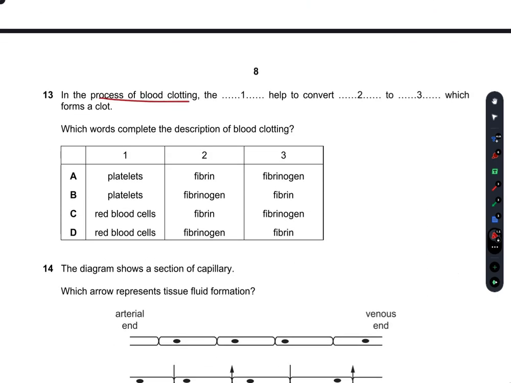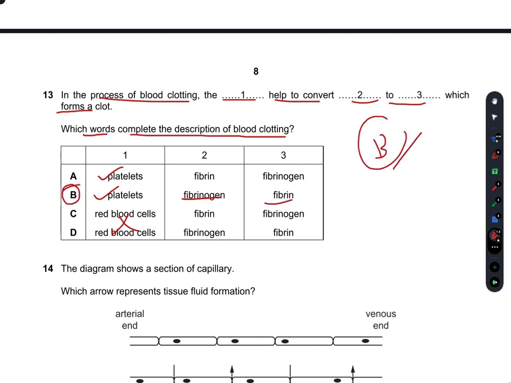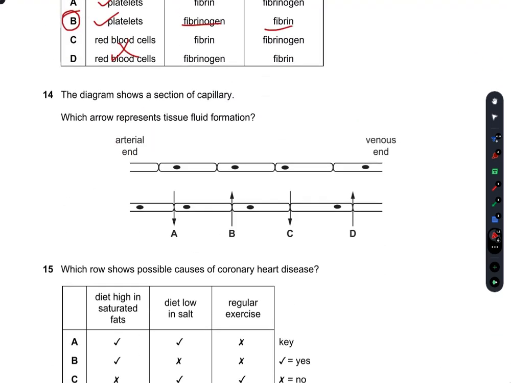In the process of blood clotting, the dash helps to convert 2 to 3, which forms a clot. Which words complete a description of blood clotting? So platelets are always responsible for blood clotting, and the platelets convert fibrinogen to fibrin, and a blood clot is formed. Remember this. So B is the right answer.